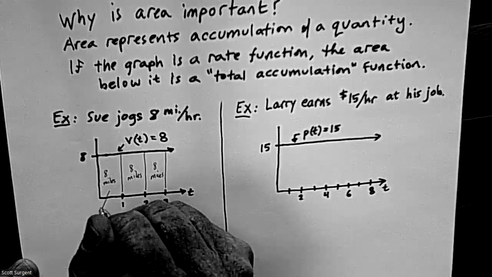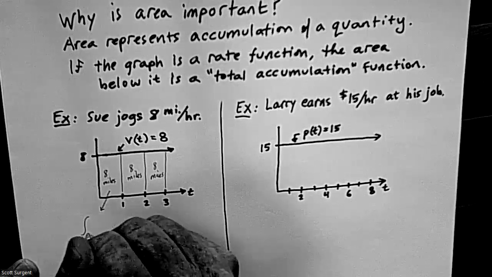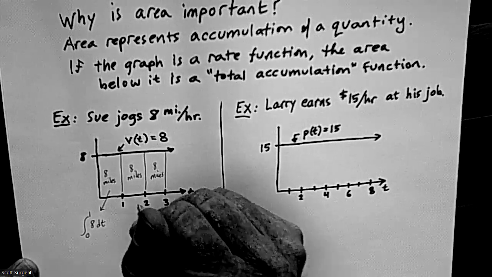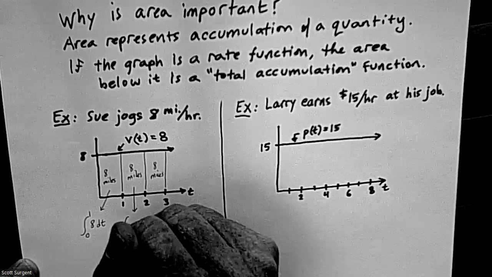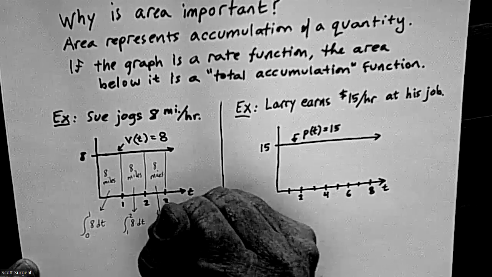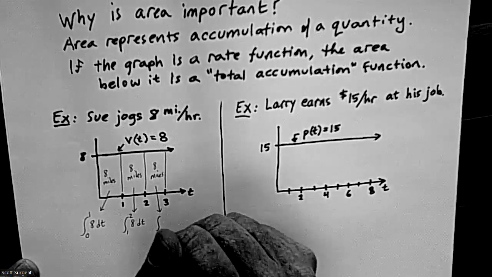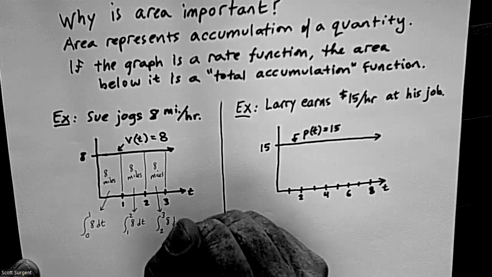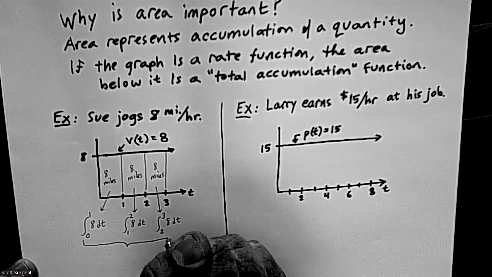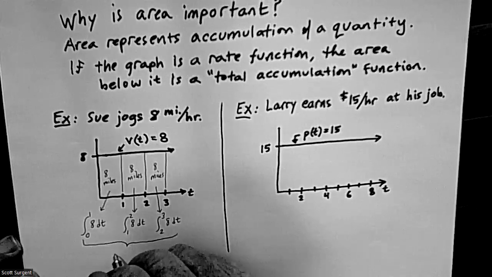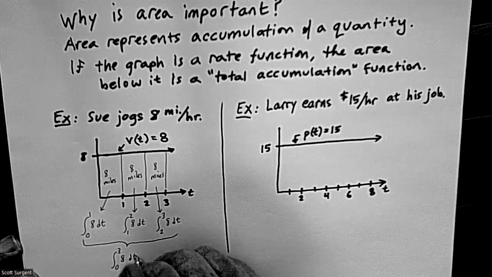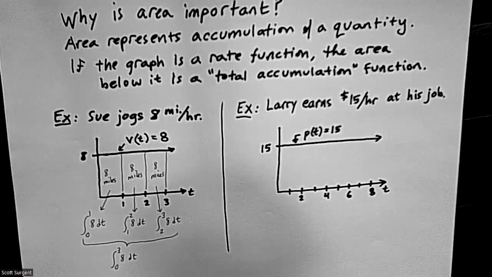Now, in this case, I can represent this as the integral from 0 to 1 of the integrand 8 dt, since I'm using the t variable here. This little guy in the middle would be the integral from 1 to 2, 8 dt. And the third one here would be integral from 2 to 3, 8 dt. Now, if I would take them all together, in other words, I look at the whole area here, the integral from 0 to 3 of the integrand 8 dt. But we don't need to get that fancy here.